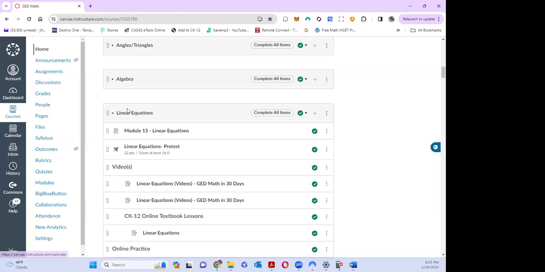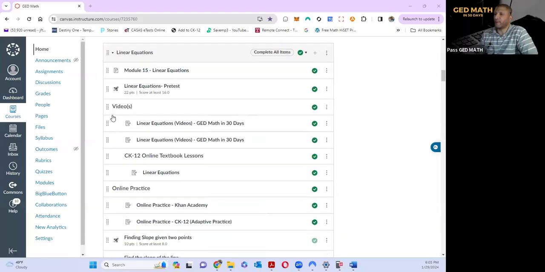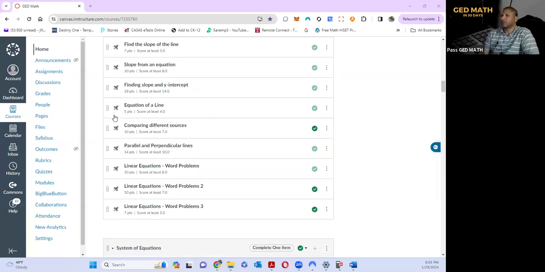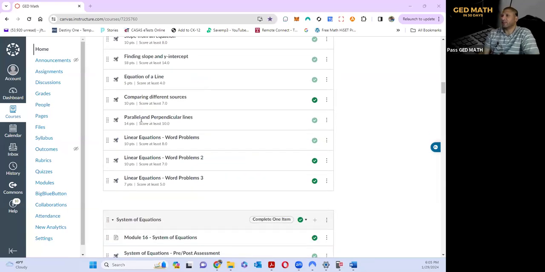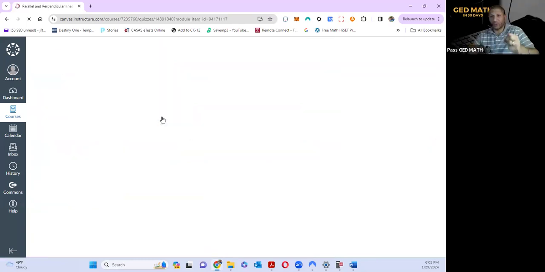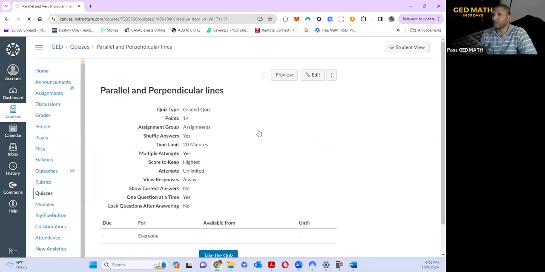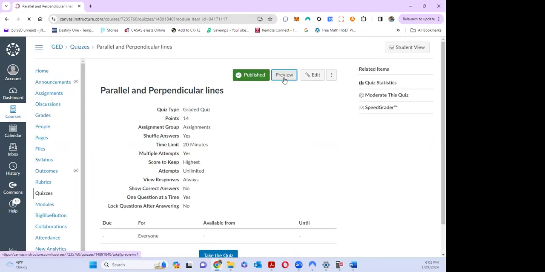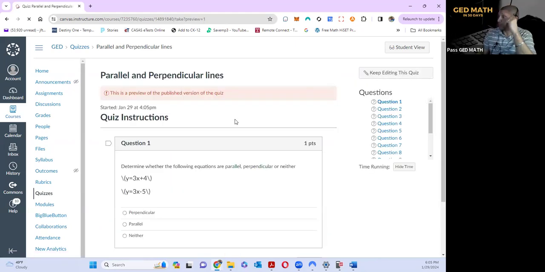All right, so you want to go over parallel and perpendicular lines. This one right here, parallel and perpendicular lines. Unfortunately, it won't say number 11, because I select random, so every time you go in, it'll be a little different. So what we'll do is we'll preview it and you tell me the problem you're looking for. So I'll go through it.